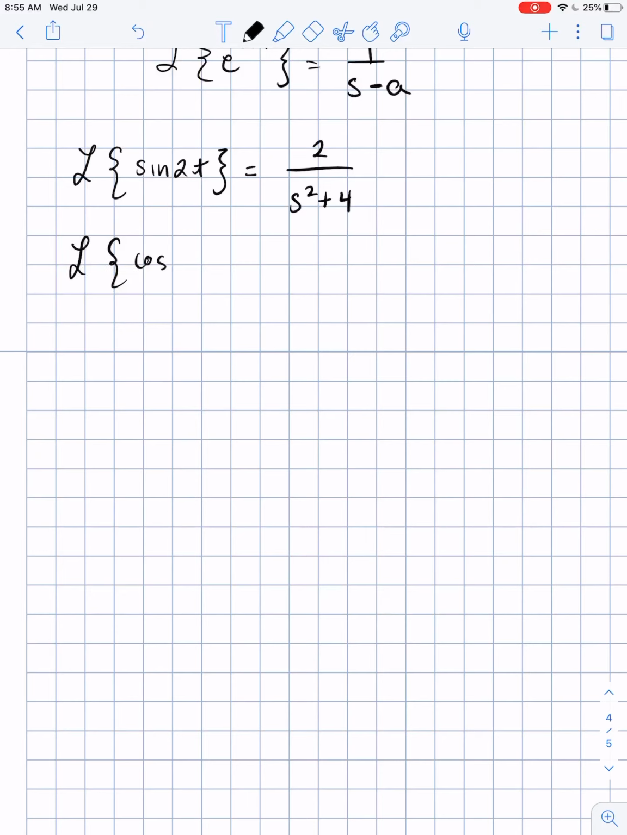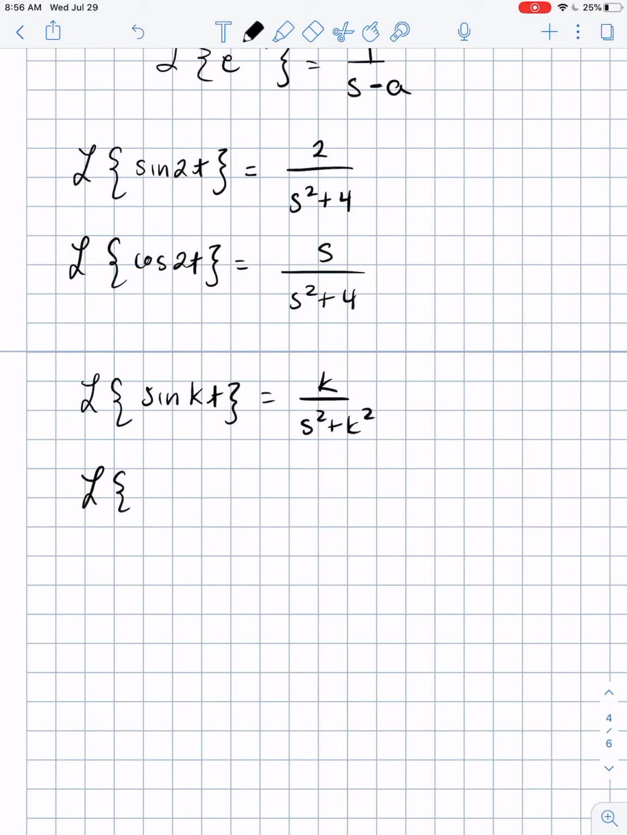Cosine's a little different because it's s over s squared plus 4. So the basic rules here for sine and cosine: if it's sine kt, it's going to be k over s squared plus k squared, and if it's cosine kt, it's going to be just s over s squared plus k squared.